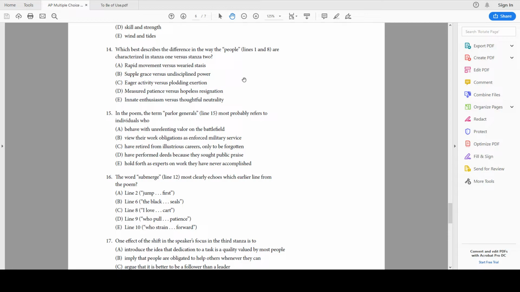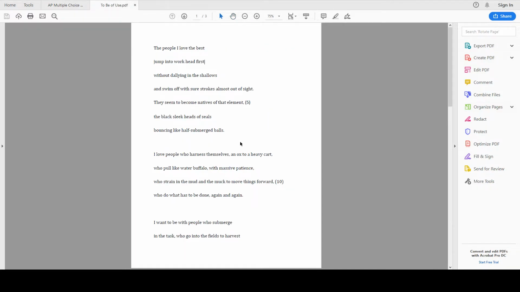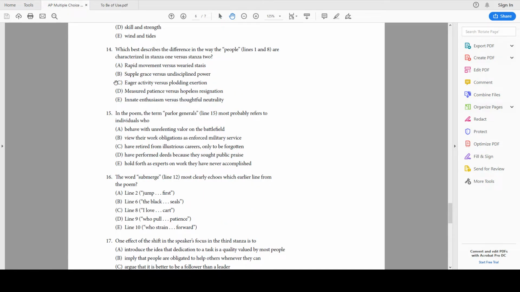Supple grace versus undisciplined power. So again, this depends on your reading of stanza 2. Maybe stanza 1 is supple grace, but not really. But really the problem is, is stanza 2 about undisciplined power? I don't think so. It's about patience. It's about strain. But it's not undisciplined. Eager activity versus plodding exertion. That sounds exactly like what we said before we read the answers. So C sounds pretty good. Plodding is another vocab word that you might need some help with. It means slow, which is exactly what an ox or a water buffalo is like.